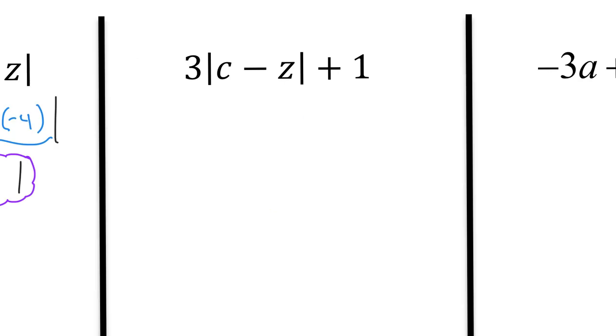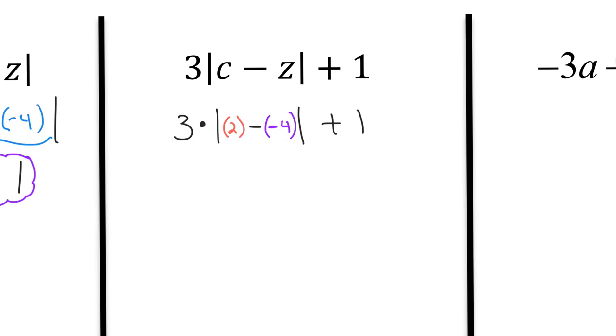So the next one here, we have 3 times the absolute value of C minus Z plus a 1. Now we are multiplying the 3 and the absolute value, but I'm not going to distribute because absolute value is not the same as parentheses. So what we do is we are going to bring down the 3, and I like to put a times here to say that I'm multiplying the absolute value of C minus Z, and then we have plus 1. But we do need to substitute the C and the Z inside the absolute value, so let me do that right now. And you guys see the values for C and Z inside of the absolute value.